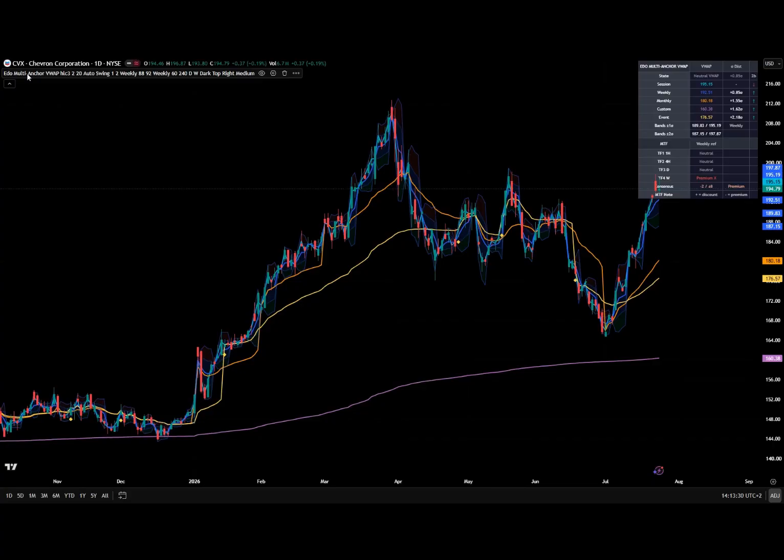In this video we show you how Edo Multi-Anchor VWAP works. A volume-weighted average price is only as useful as the point you anchor it to. Most tools give you one anchor. This one runs 5 at the same time, and compares them for you. Session, weekly, monthly, a custom date of your choosing, and an event anchor that finds its own reference point.